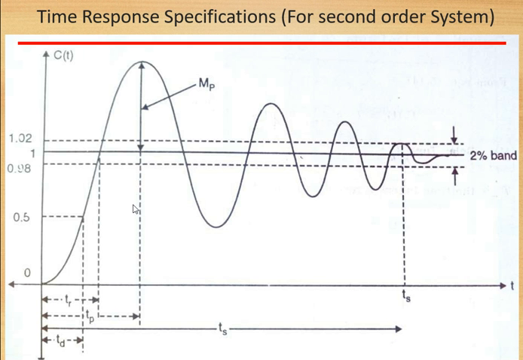Okay, so whenever we apply the input and we observe the output, the time required by the system to get 50% of the final value is called the delay time. The time required for the system to get from 10% to 90%, or in some cases 0% to 100%, is called the rise time.